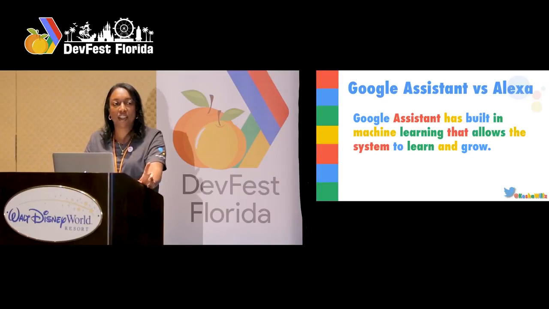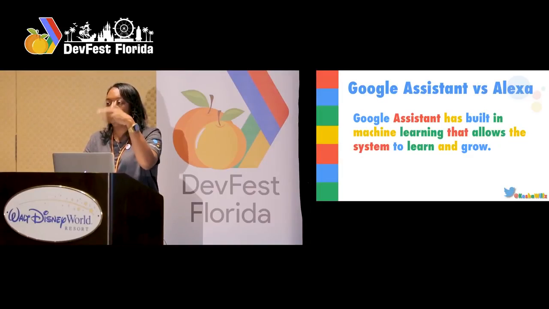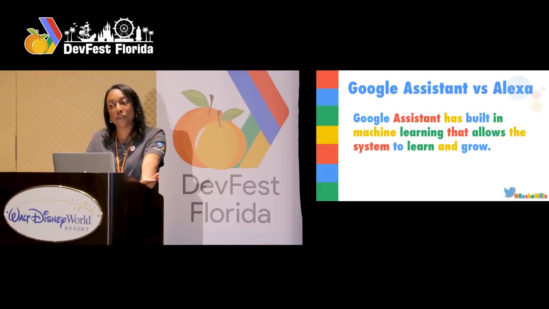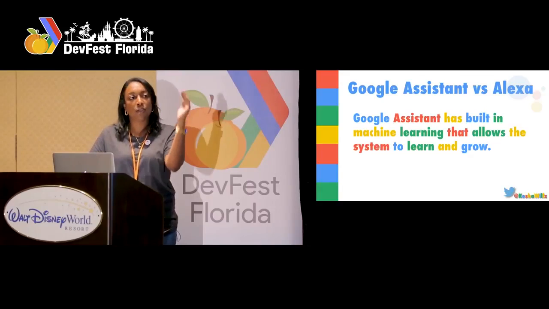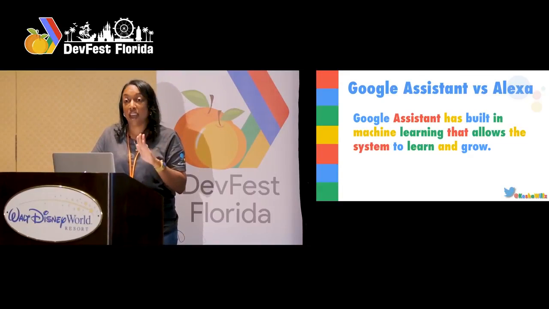Now, this feature is really, really cool. So Google Assistant has a built-in machine learning that allows the system to learn and grow. So essentially, within Dialogflow, there's a training option. And so every spoken request that comes to the device is stored in this training. And if the assistant is not able to answer a question, you can go in and point that question to one of the intents. So that is really cool.